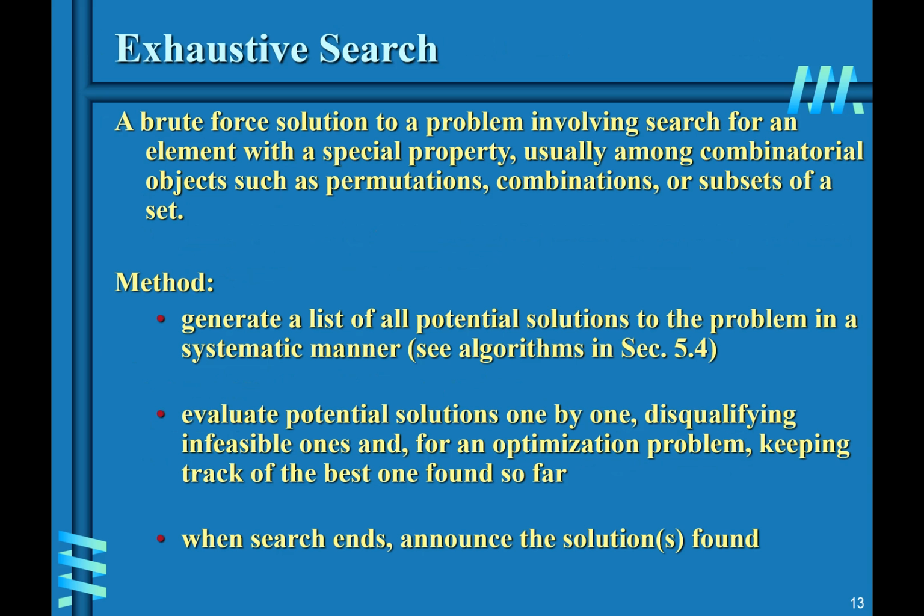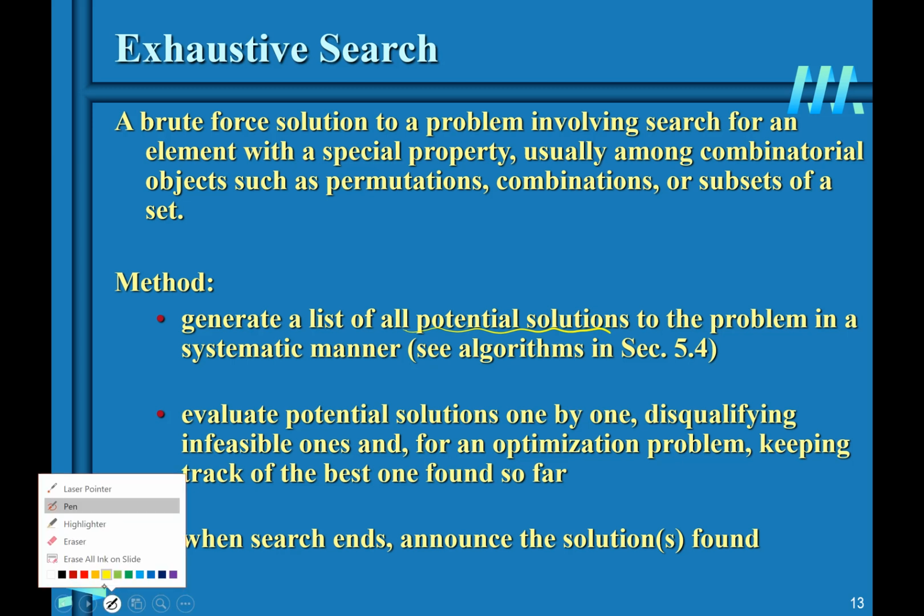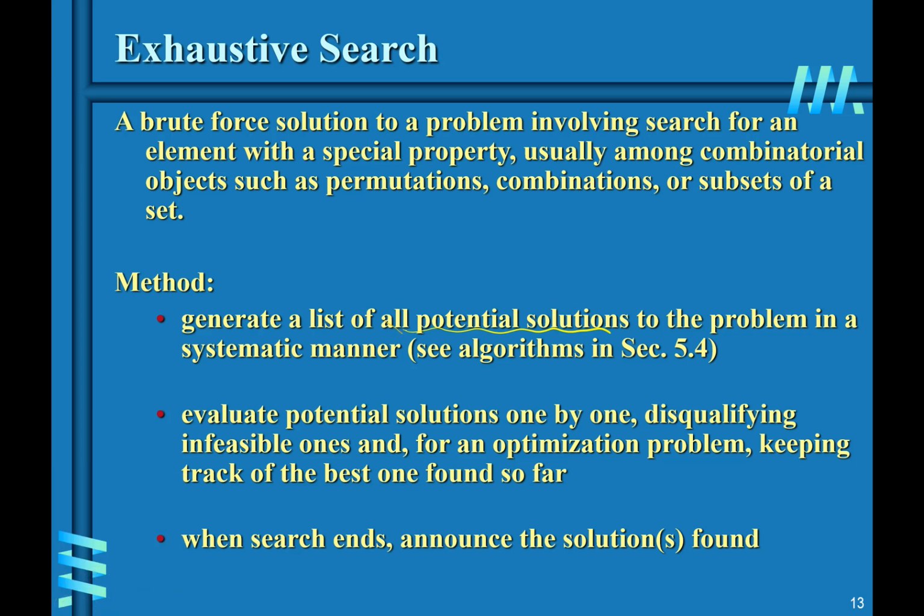Exhaustive search is also a brute force solution to a problem involving searching for an element with a special property among combinatorial objects such as permutations, combinations, or subsets of a collection. In this method, we generate a list of all the potential solutions to the problem in a systematic manner, evaluate potential solutions one by one, disqualify the infeasible ones, and for optimization problems, keep track of the best one found so far. When the search ends, announce the solution found. The most important thing is that we need to scan all the possible solutions. So we have to check all the possible solutions, and in that case sometimes it goes exponential.